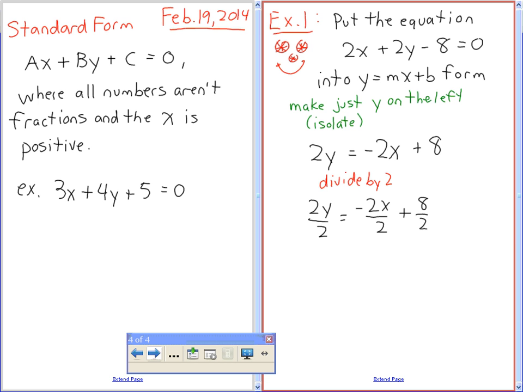I need 3 new brave volunteers. What is 2y divided by 2 just equal to? What's 2y divided by 2 equal to? 1y, or just y. Lovely.